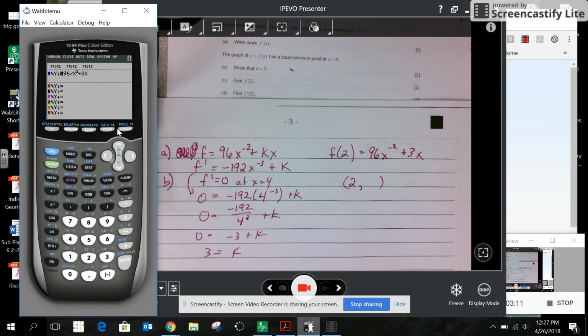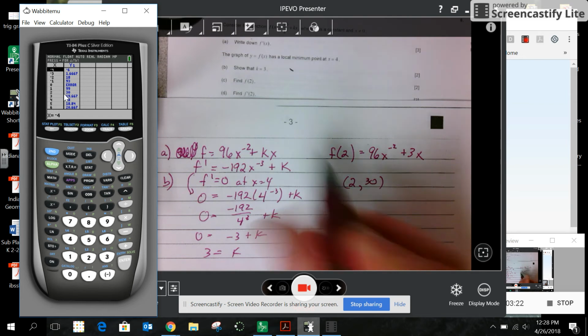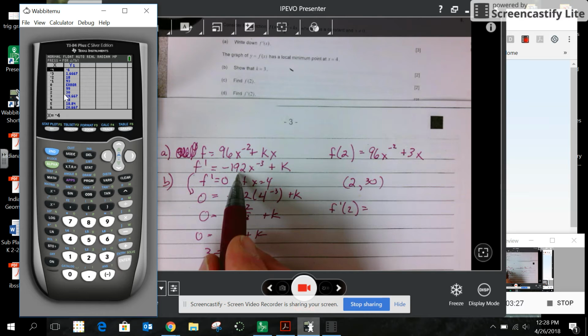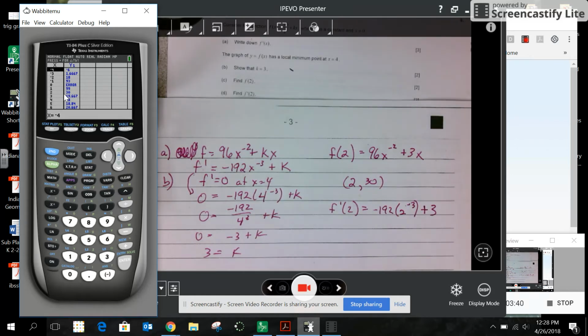And then they're asking you to find f prime of 2, which is the slope of the tangent line at 2. So I'm going to plug in -192 times 2 to the -3rd, plus 3, because k was 3. And that's going to be my slope. -192 over 8 plus 3. 192 divided by 8 is 24, so -24 plus 3. f prime of 2 is -21. So I know I have my slope of -21, and I have a point (2, 30).